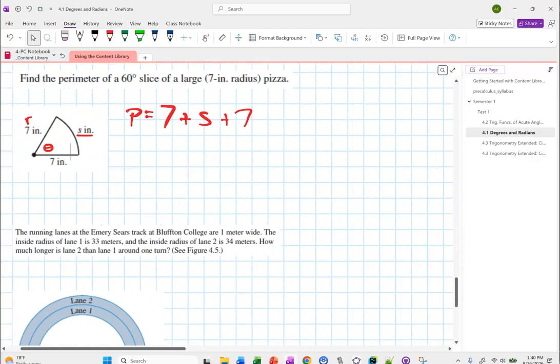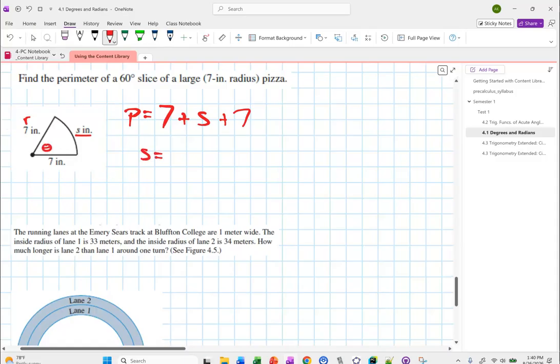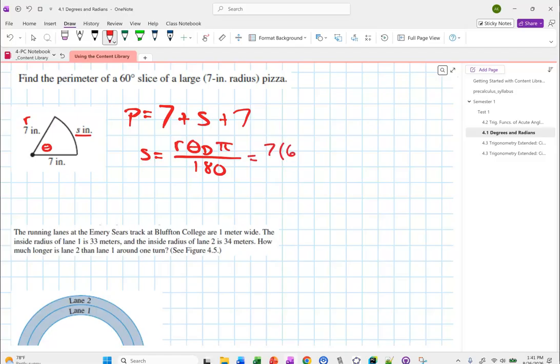Okay. So we know that S is equal to R theta D times pi over 180. Is it okay that I consolidate that formula into just one fraction instead of something times a fraction? Still the same formula, I just wrote it a little differently. Okay. So if I fill in, what do we have? Radius is 7. Theta is 60 times pi over 180, right?